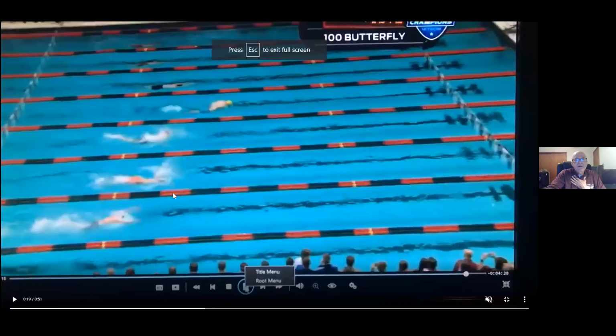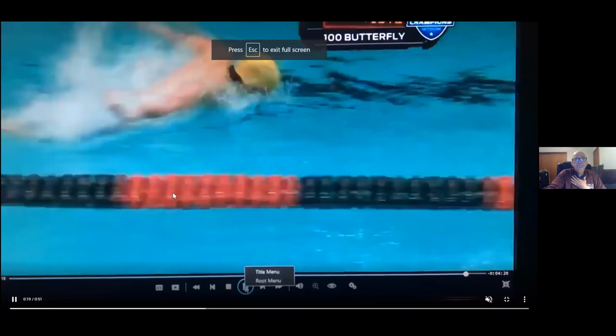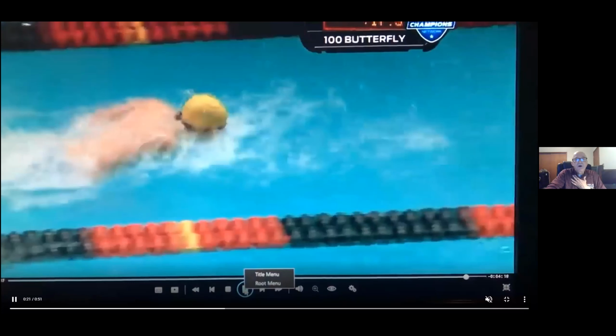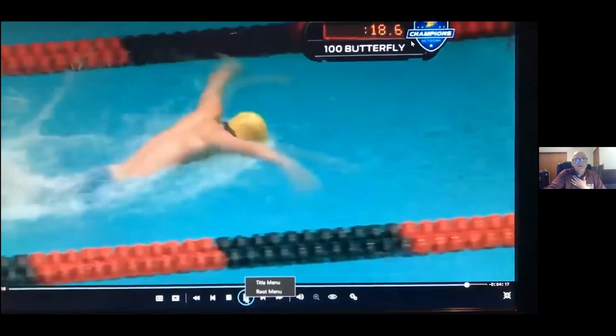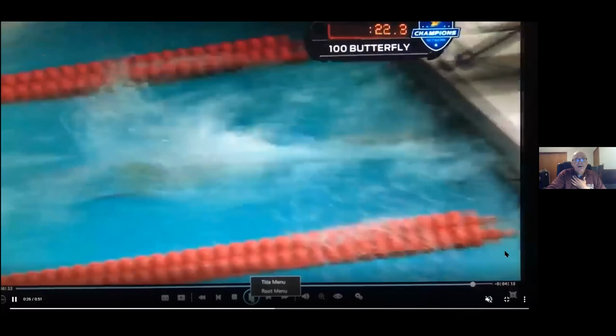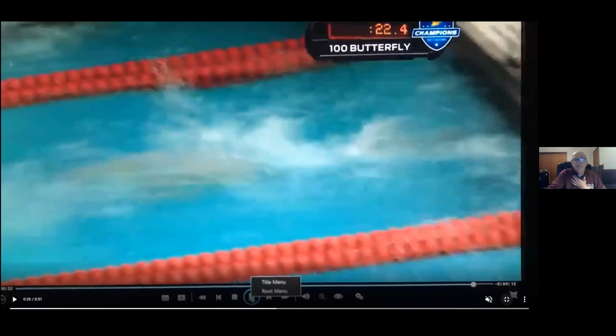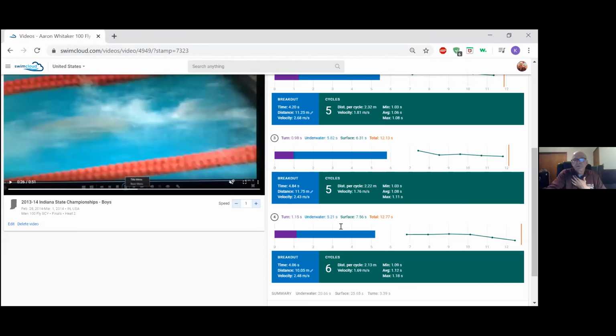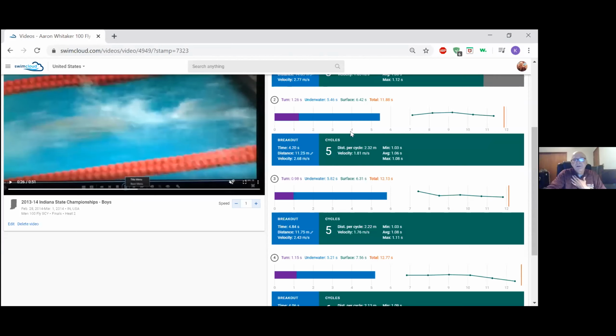His surface here, you know, he's long. He's throwing his arms forward. His hips are up. He looks pretty good. He hit there on a full stroke. And on the second length, you can see the metrics. Now, he took 5 cycles.